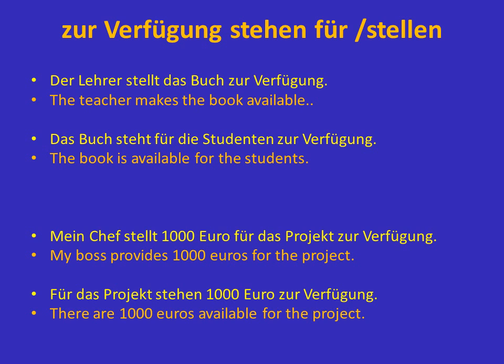Normally we always use a more active form with a subject, and for that we are going to use normally "stellen". Another example is this with money, for example, for a project. "Mein Chef stellt 1.000 Euro für das Projekt zur Verfügung." My boss provides 1,000 euros for the project. In the other form, in which we could make the euros more active and we put the boss out of the sentence, it is "Für das Projekt stehen 1.000 Euro zur Verfügung." The translation is there are 1,000 euros available for the project.